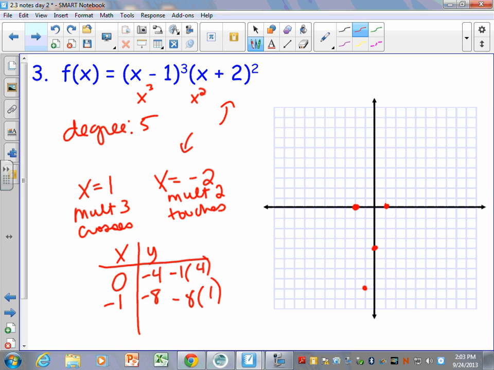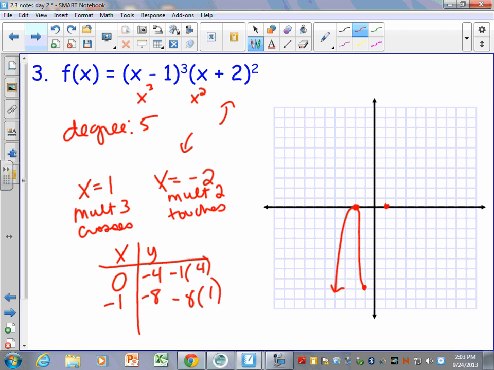So since this one has a multiplicity of 2, I know that it's going to come down here, it's going to turn back up, and it's going to touch and go back down. So I'm just going to kind of go with that. It's going to come down here, it's going to come up. That's really terrible, but you know. It's much harder to graph on here than you think. Alright, I'm going to fix this side.